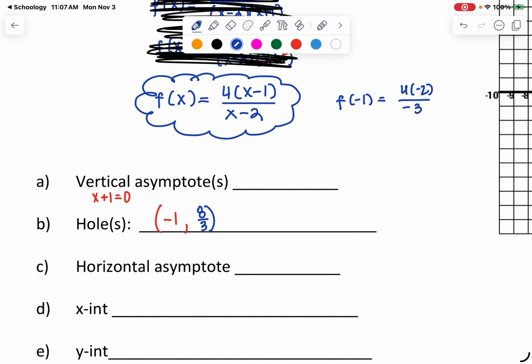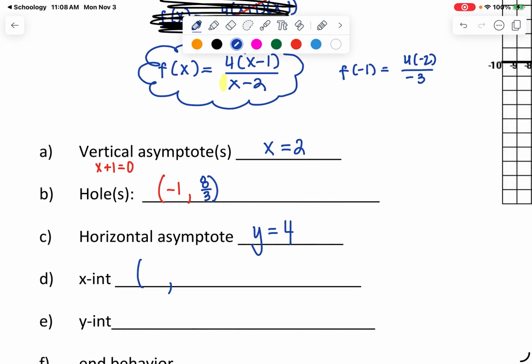Next, we'll find our vertical asymptotes. We find our vertical asymptotes by setting the denominator equal to 0 and solving. So that's x equals 2. Horizontal asymptotes, we compare the degrees. The degree in the numerator is 1, because this is like 4x minus 4, right? The degree in the denominator is 1, so it's the same. So we take a ratio of the leading coefficients. So that's 4 over 1, which is 4. So our horizontal asymptote is y equals 4.